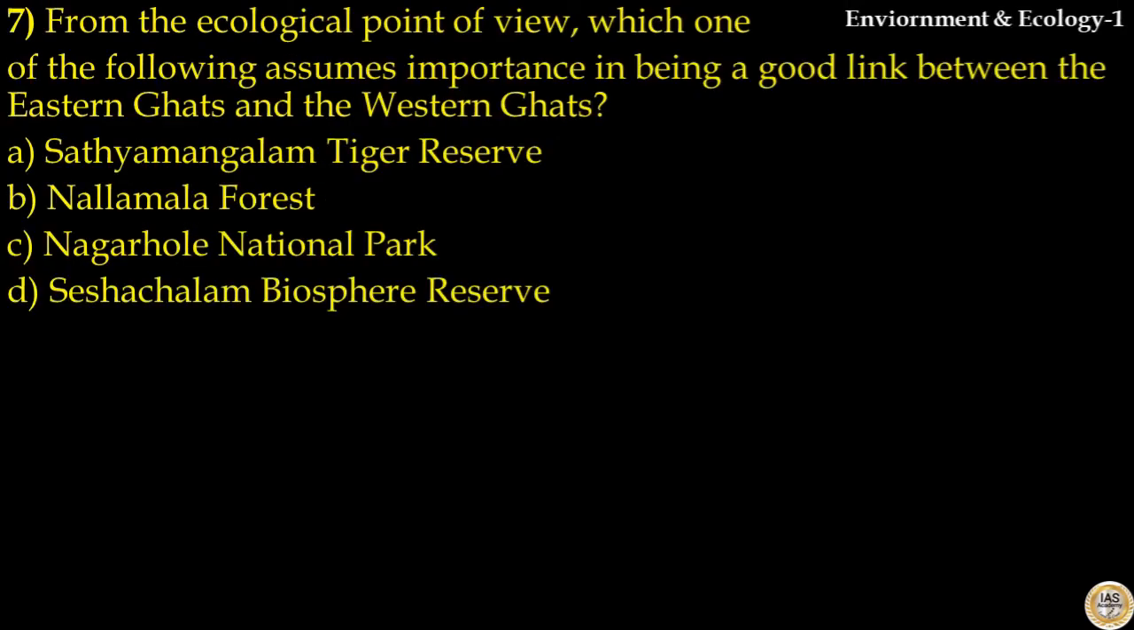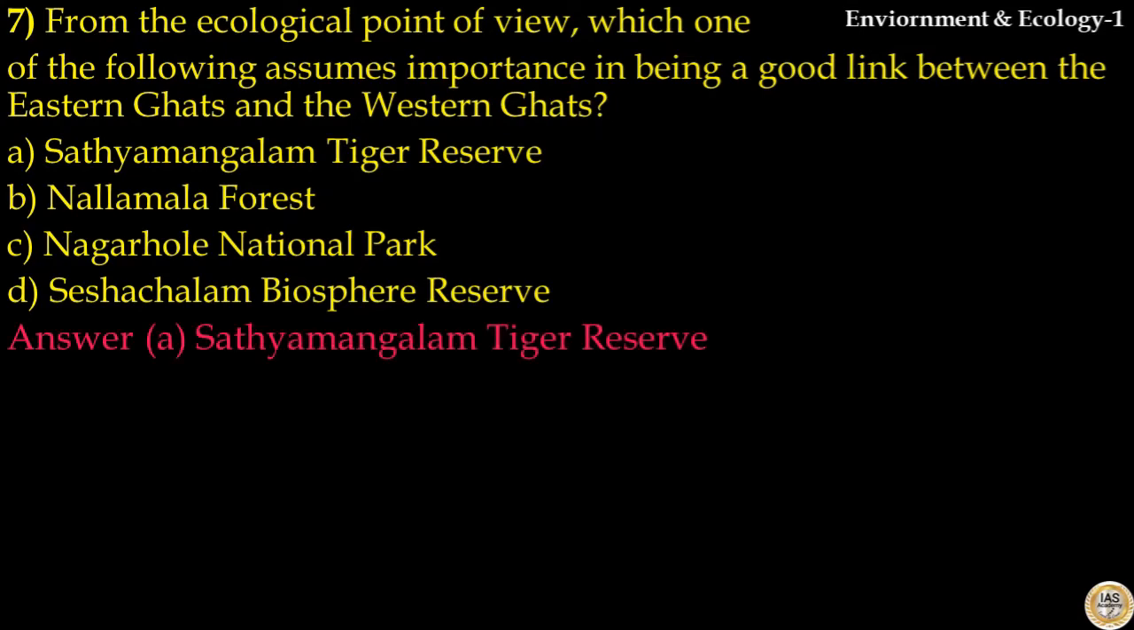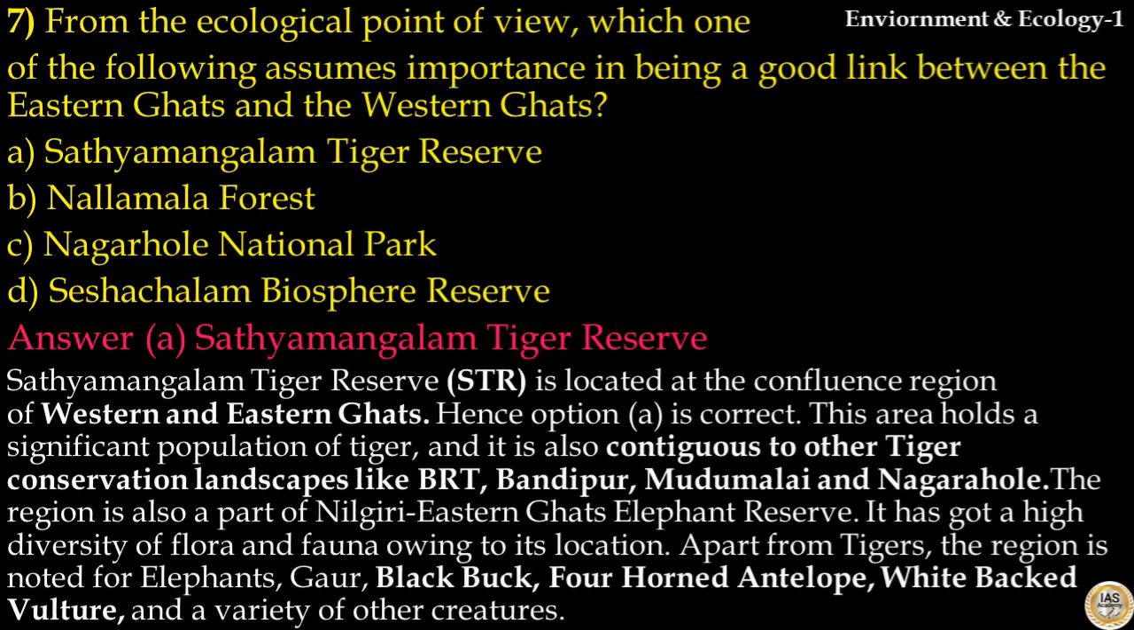Question number 7. From the ecological point of view, which one of the following assumes importance in being a good link between Eastern Ghats and Western Ghats? Option A, Sathyamangalam Tiger Reserve. Option B, Nallamala Forest. Option C, Nagarhole National Park. Option D, Seshachalam Biosphere Reserve. The answer to this question is option A, Sathyamangalam Tiger Reserve.